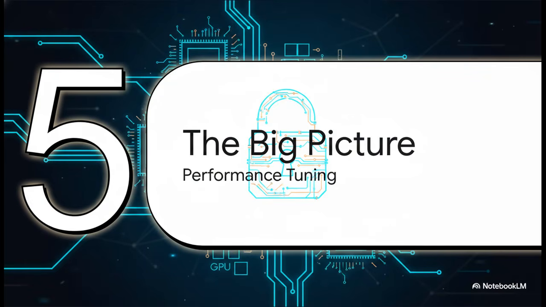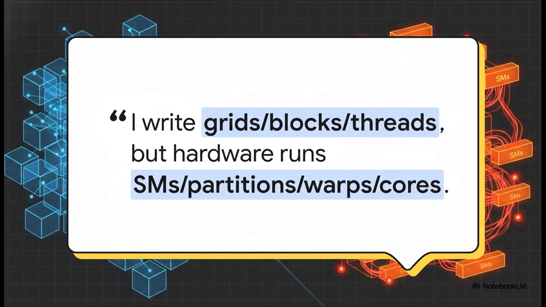All right, part 5. Let's step back for the big picture. If you take away only one single thing from this explainer, please let it be this foundational quote. I write grids, blocks, and threads, but the hardware runs SMs, partitions, warps, and cores. Keeping that clean separation in your head is seriously your superpower here. When your profiler complains that your occupancy is low, you'll know it just means your SMs are starved for warps. When it screams about divergence, you'll know your warps are taking different paths on the physical cores.